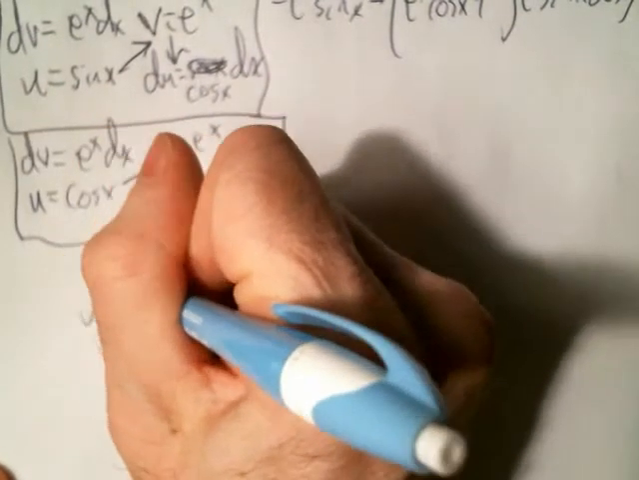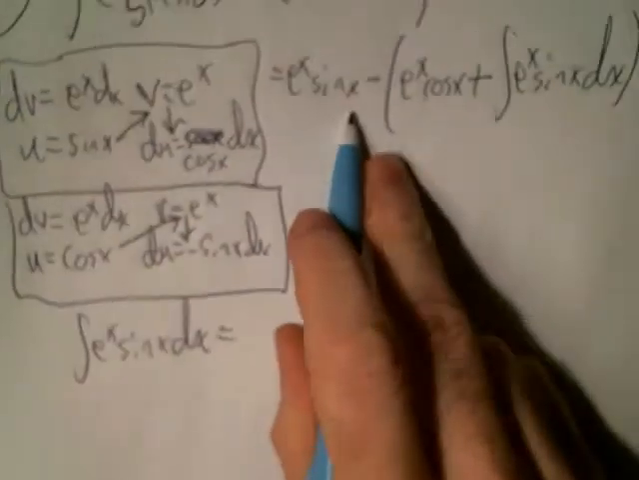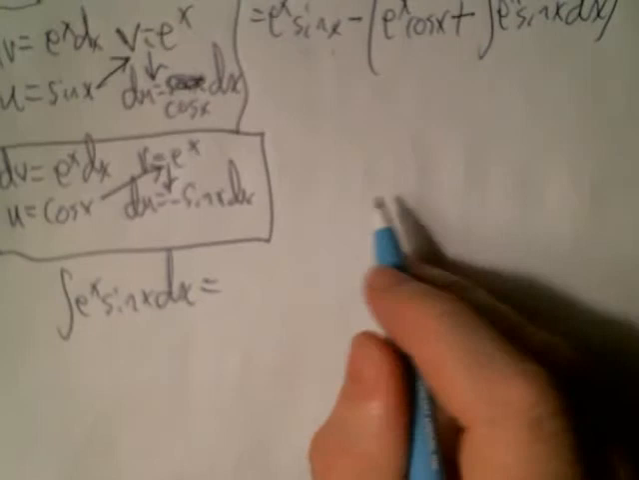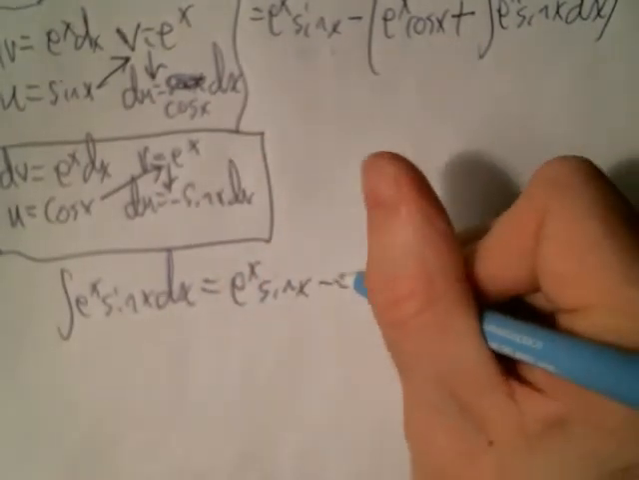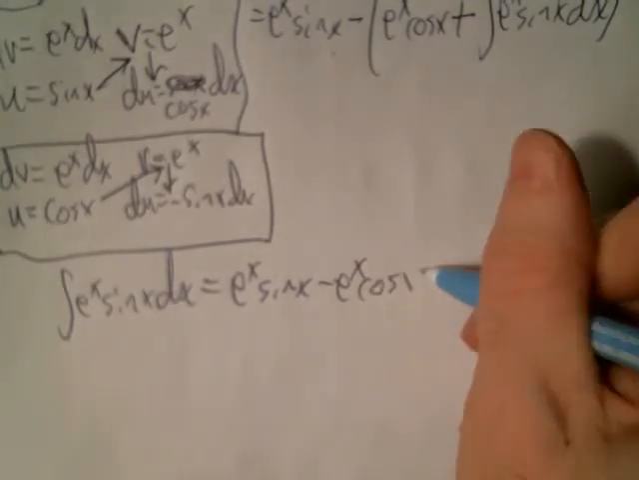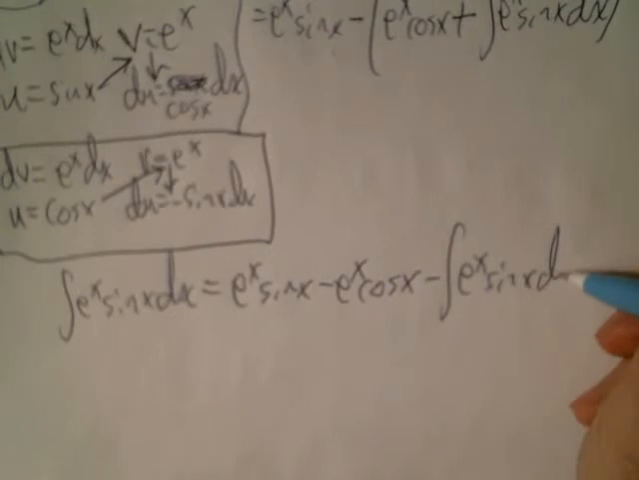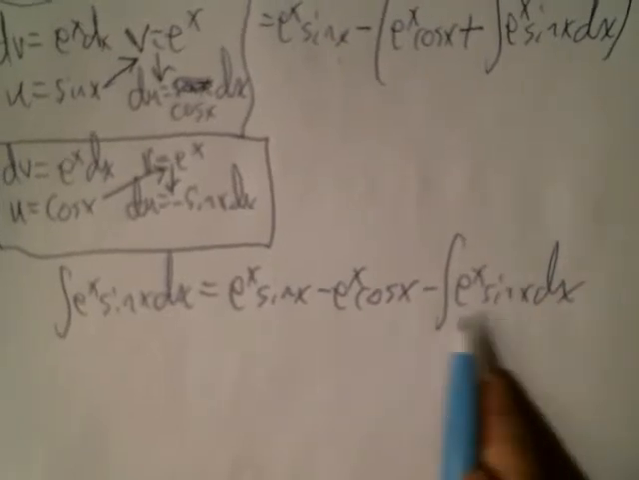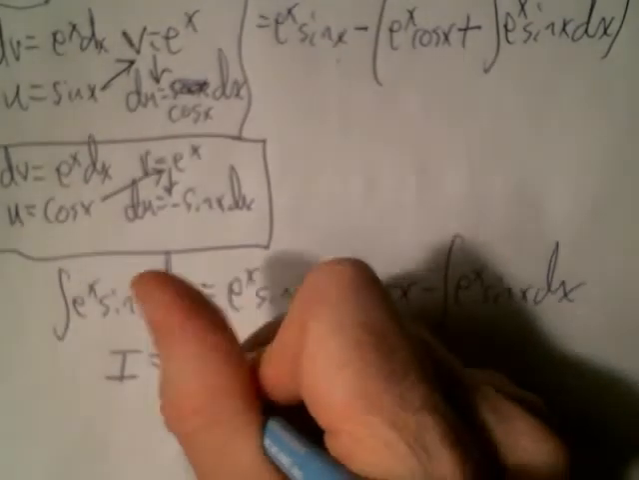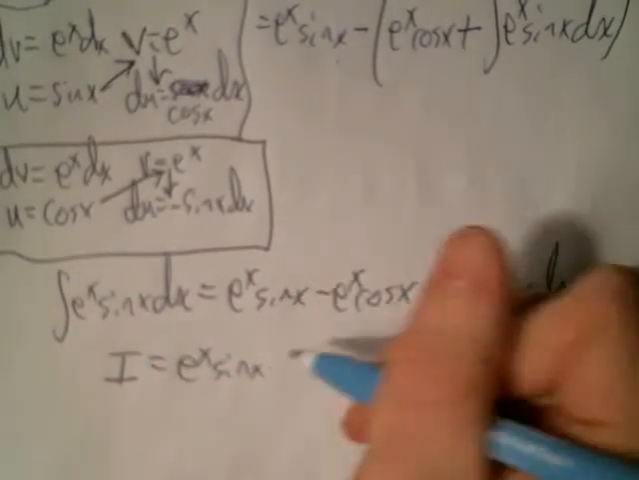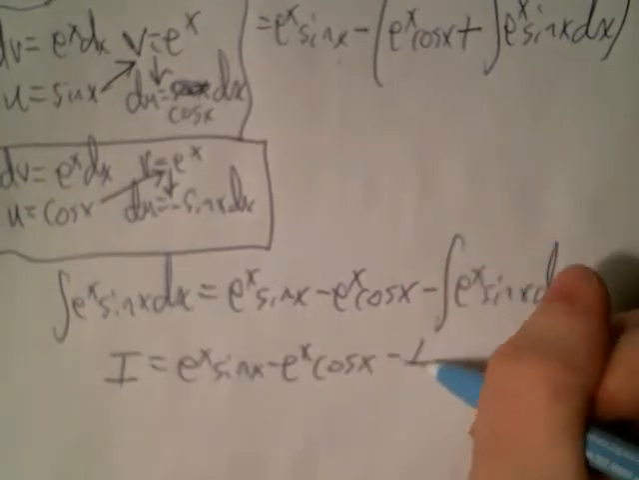We have the integral of e to the x sine x dx equaling this material here. And I'll distribute as I go through. So e to the x sine x minus e to the x cosine x minus the integral of e to the x sine x dx. Right, so call this something. We'll call it I. So I equals e to the x sine x minus e to the x cosine x minus I.